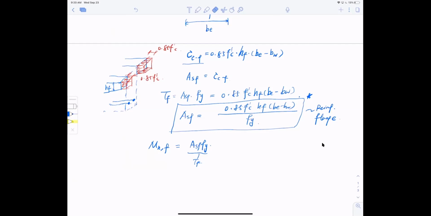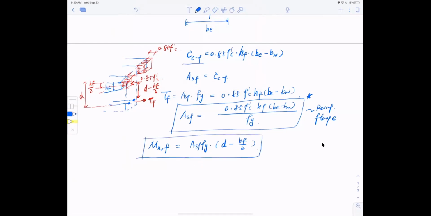Now I know this is uniform, so the centroid, let me use a different color here, must be in the middle of it. So this is hf divided by 2 away from the top. Now the depth d is right here. What is the distance between the tension and compression? That is d minus hf divided by 2. So coming back here, the moment should be multiplied by the distance d minus hf divided by 2. Just to be clear, I can remove this. This is what we call the moment caused by the flange, the moment resistance from the flange.